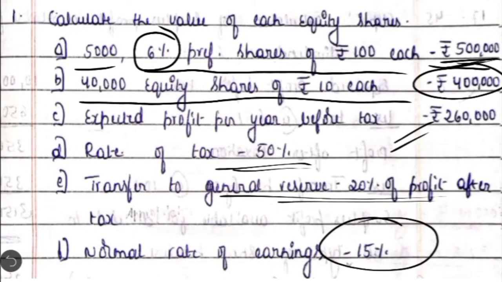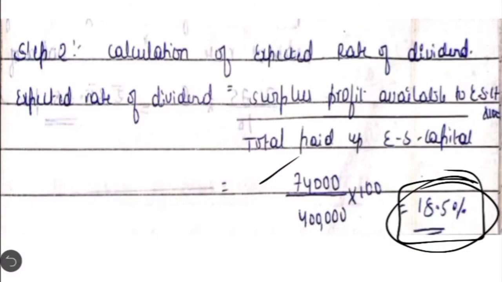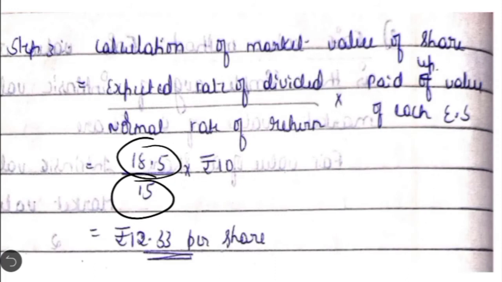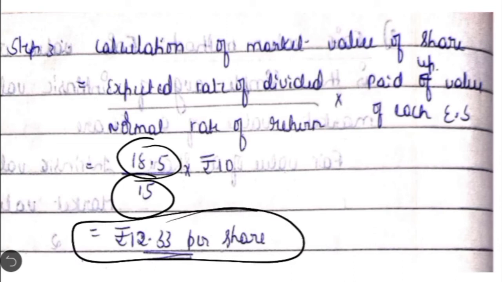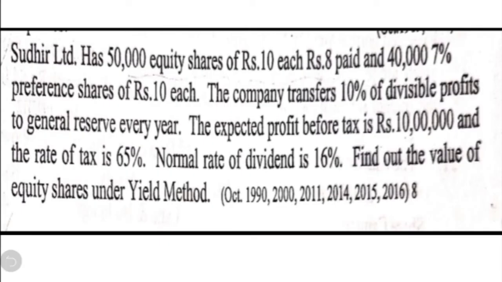40,000 equity shares of rupees 10 each. 40,000 into 10, 4 lakh. So here face value is also 10, paid up value is also 10. So we have to multiply 10 rupees. So 18.5 divided by 15 into 10, we get 12.33 per share as the market value of the share for this question. Okay. Then let us take up the second question now.